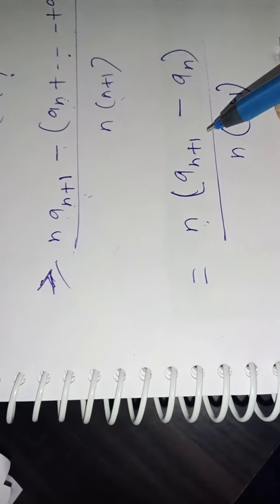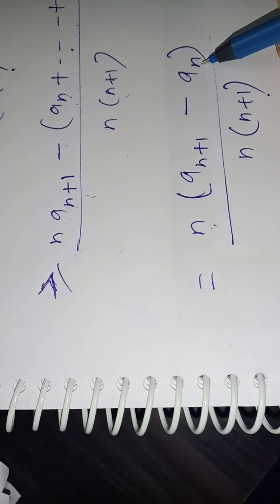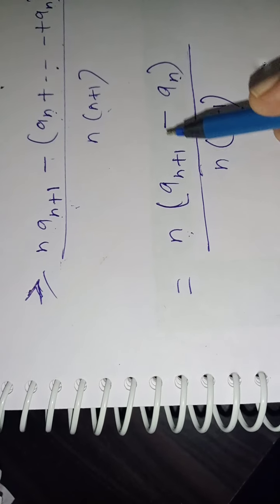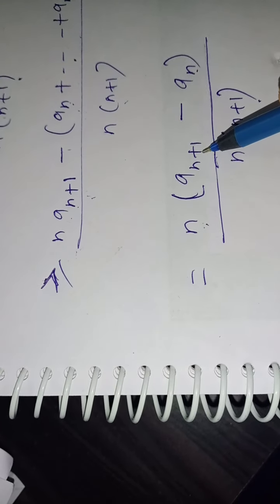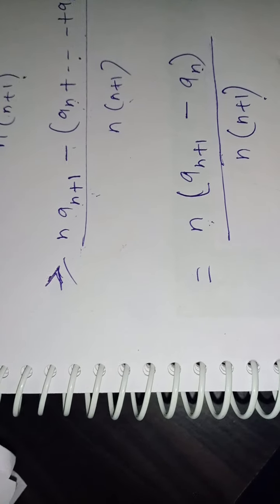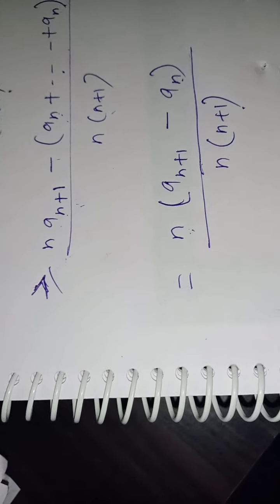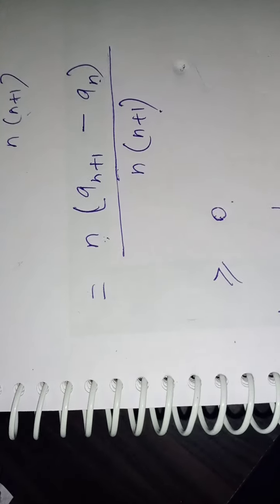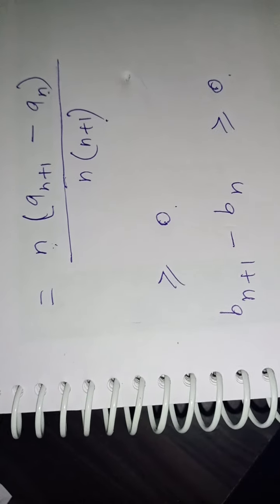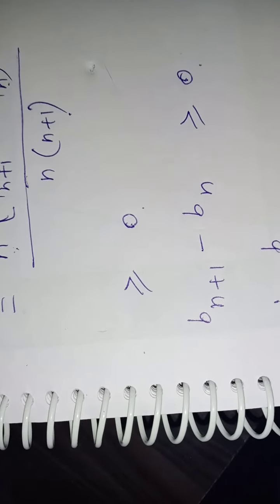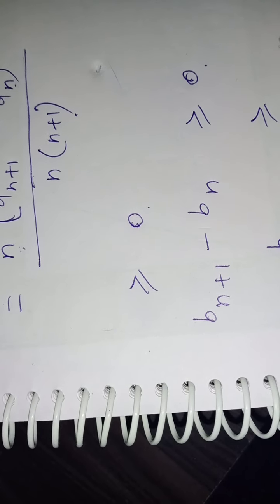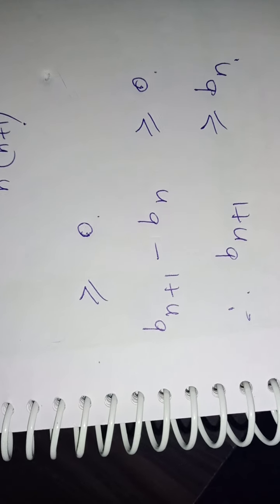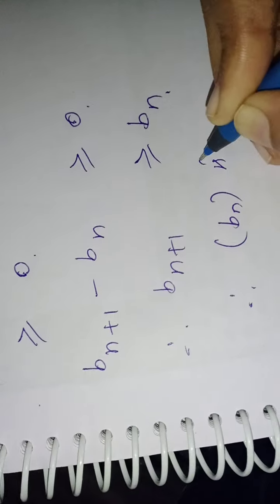We know that an plus 1 minus an is greater than or equal to 0. We know that because an is a monotonically increasing sequence. We assumed like that. Therefore, this term should be greater than or equal to 0. Therefore, the whole term must be greater than or equal to 0. Left hand side what we have, bn plus 1 minus bn, which is greater than or equal to 0. Therefore, bn plus 1 is greater than or equal to bn. That is, therefore bn is a monotonically increasing sequence.